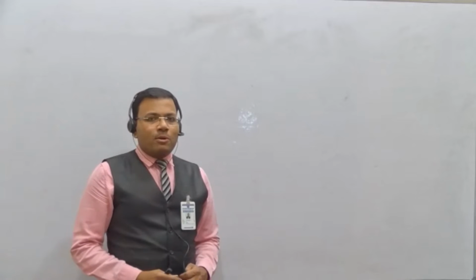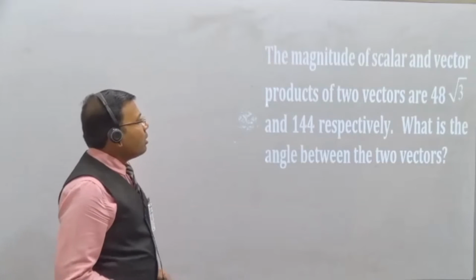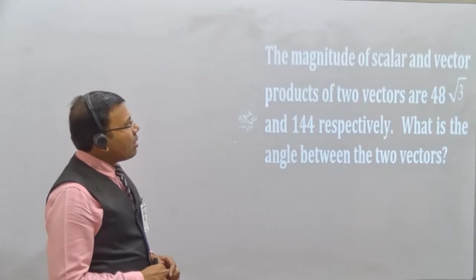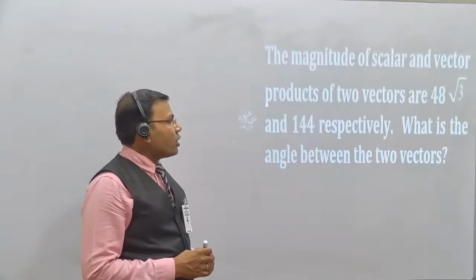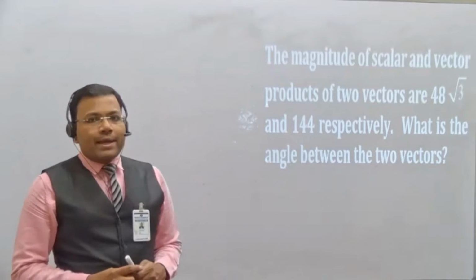Students, we move to the next problem. The next problem on the board here: the magnitudes of the scalar and vector product of two vectors are 48 root 3 and 144 respectively. What is the angle between them?